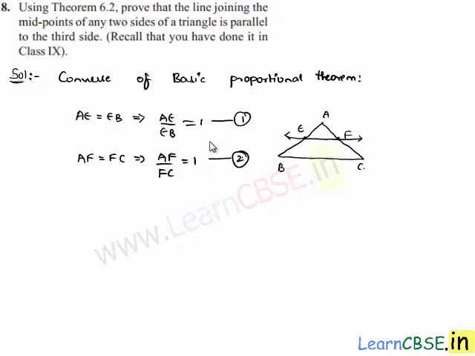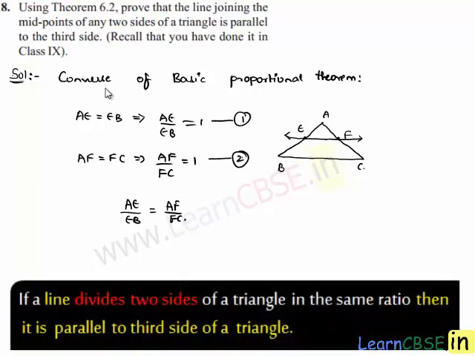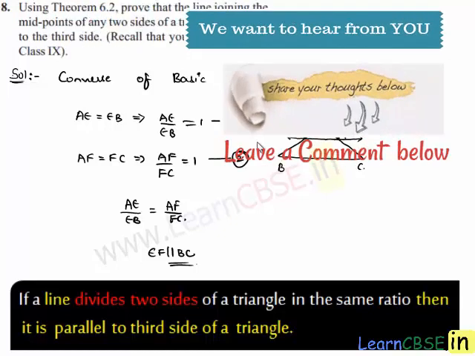As equation 1 and equation 2 have the right hand side as 1, we can equate the left hand sides, that is AE by EB is equal to AF by FC. Now line EF is dividing AB and AC in the same ratio. So from the statement of the converse of the basic proportionality theorem, we can say that EF is parallel to BC. Therefore, the line joining the midpoints of any two sides of a triangle is parallel to the third side, is proved.